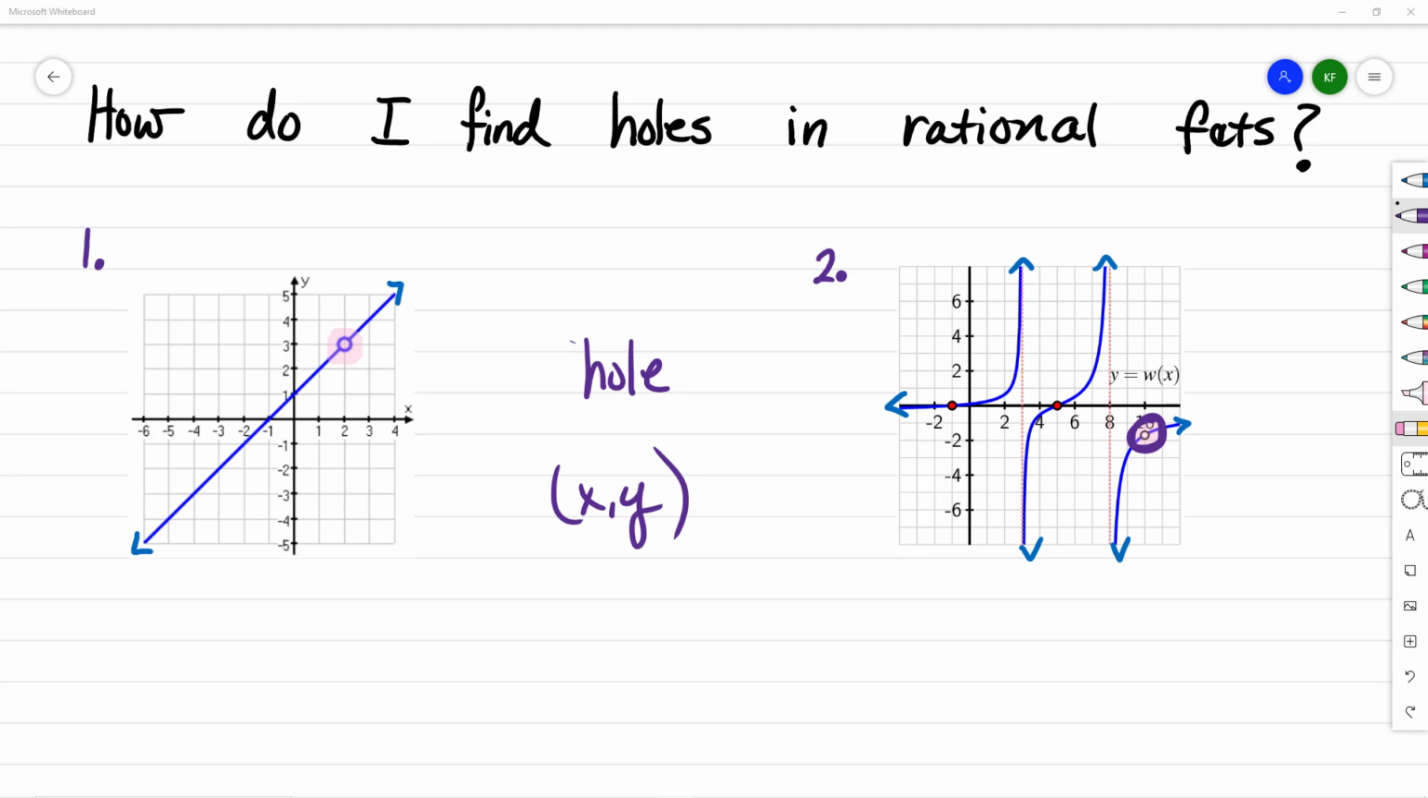This video is only to teach you how to find holes in rational functions. It's the last concept you need before we start to graph them.